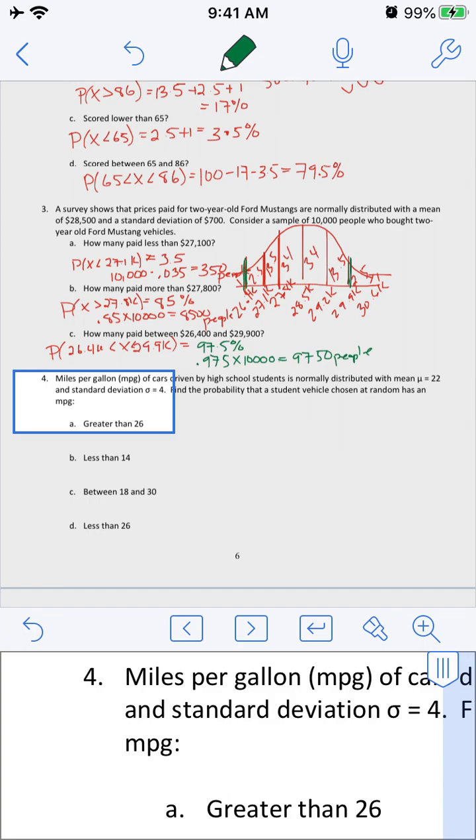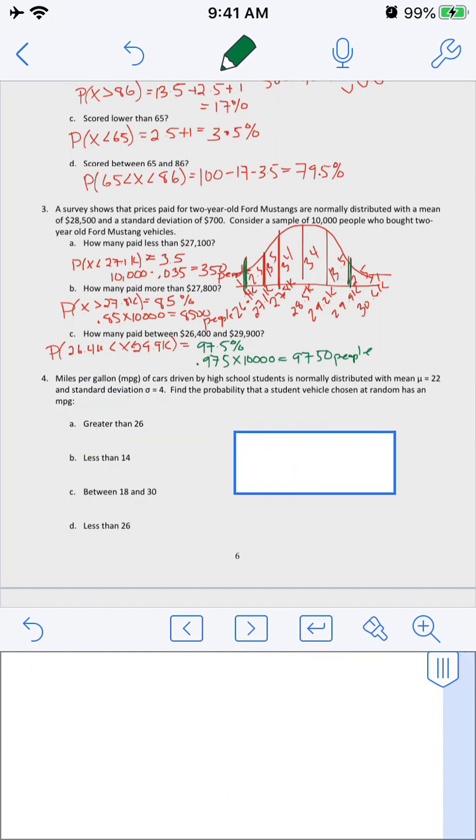Okay, so hopefully you had a chance to try this one on your own. Miles per gallon of cars driven by high school students is normally distributed, so that's good, with a mean mu of 22 and a standard deviation sigma of 4. Find the probability that a student vehicle chosen at random has an MPG greater than 26, less than 14, between 18 and 30, and less than 26. So, kind of the same thing we've been doing, just probabilities this time.